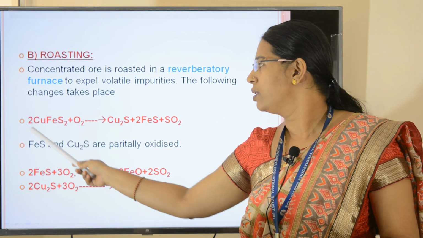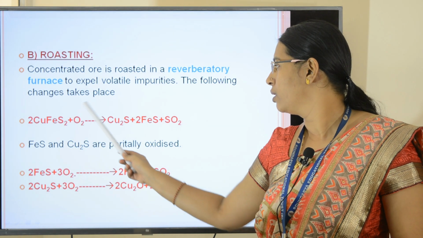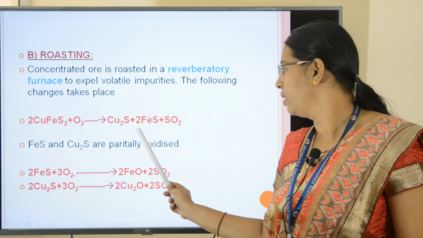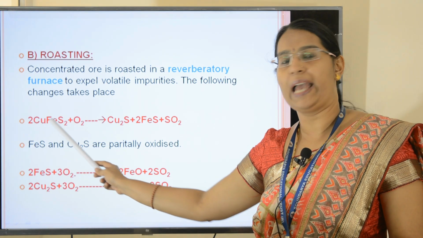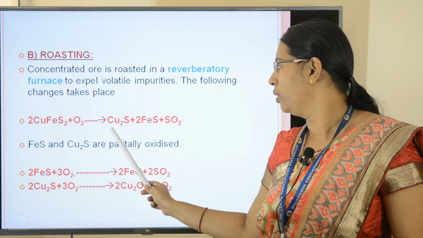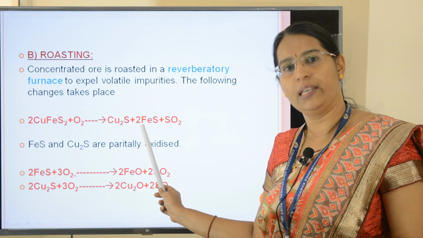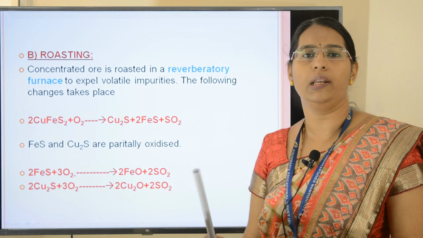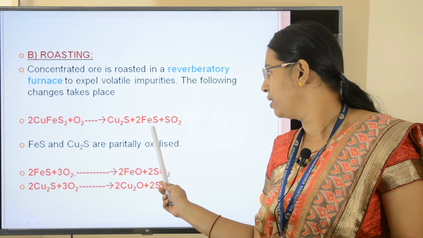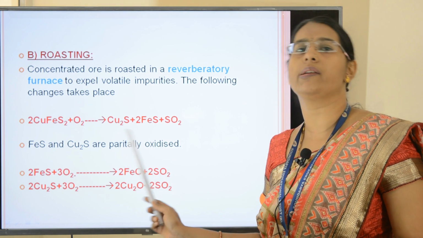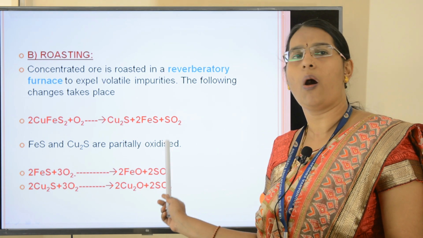Here the ore copper pyrite CuFeS2 converts into Cu2S and FeS and sulfur dioxide gas. So CuFeS2 reacts with oxygen and is converted into cuprous sulfide Cu2S, ferrous sulfide FeS, and sulfur dioxide gas is released. Next, the cuprous sulfide and ferrous sulfide undergo partial oxidation. They will not be completely oxidized, they will undergo partial oxidation.